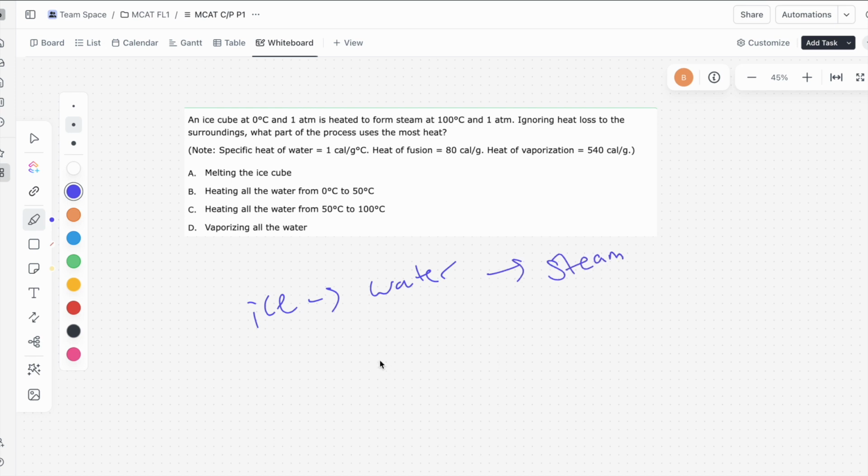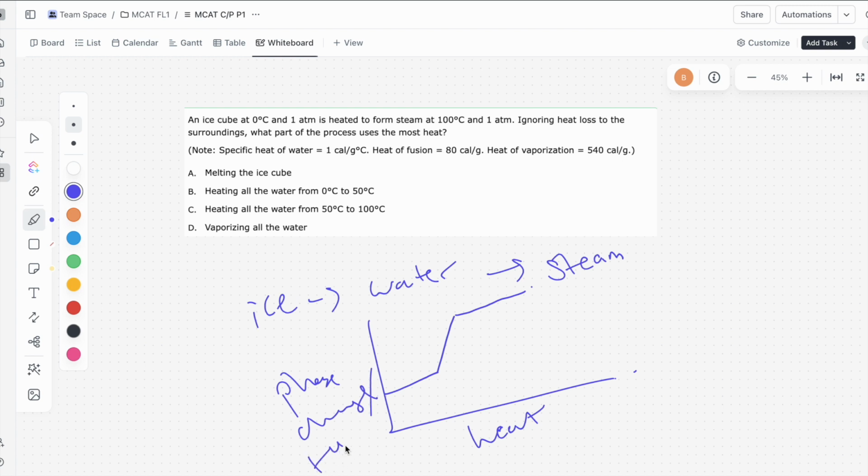So what does this look like on a graph? We have ice, and we are going to transition it into water. And then from water, it's going to increase in temperature until it reaches the boiling point and it becomes steam. So what does this mean? We have heat on the x-axis, and actually, I guess the y-axis here would be only temperature.